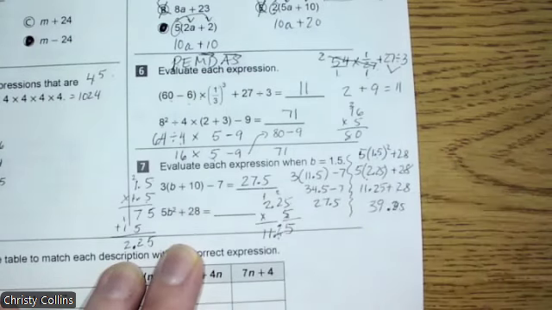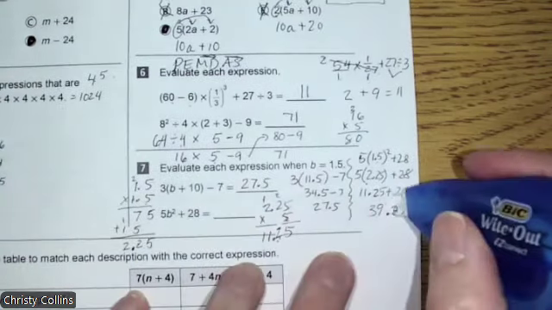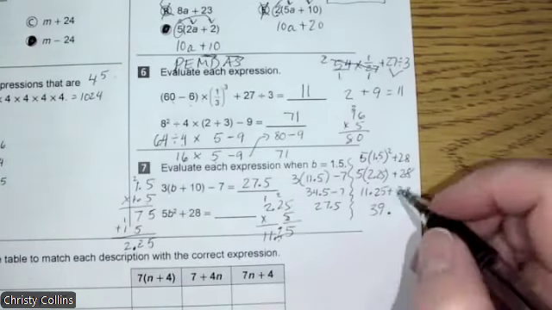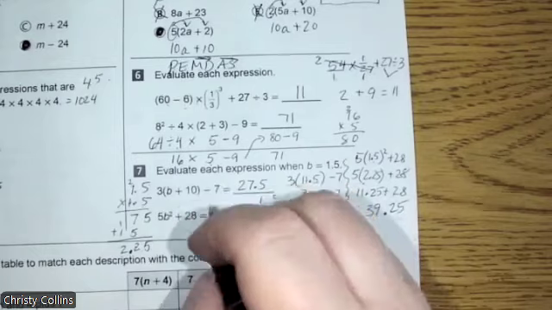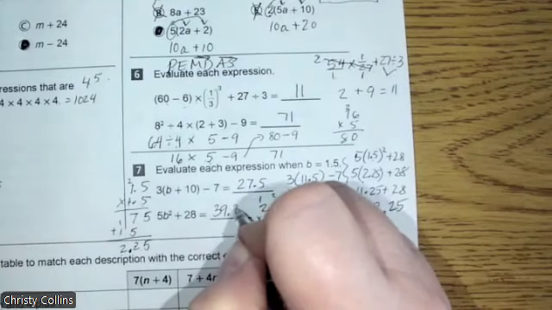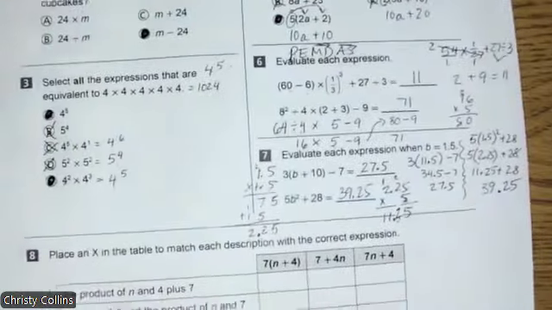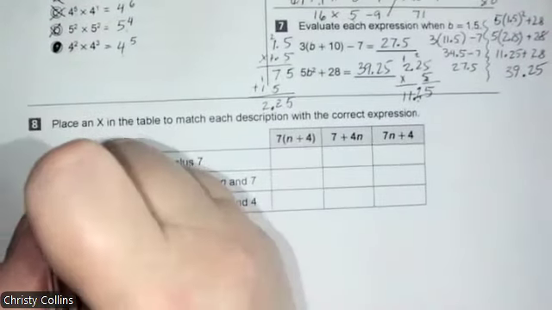And this is the 2. So that's going to give us 39.25. So let's correct that mistake. Sorry about that. 39.25. Okay, so let's refer to these as A, B, and C.